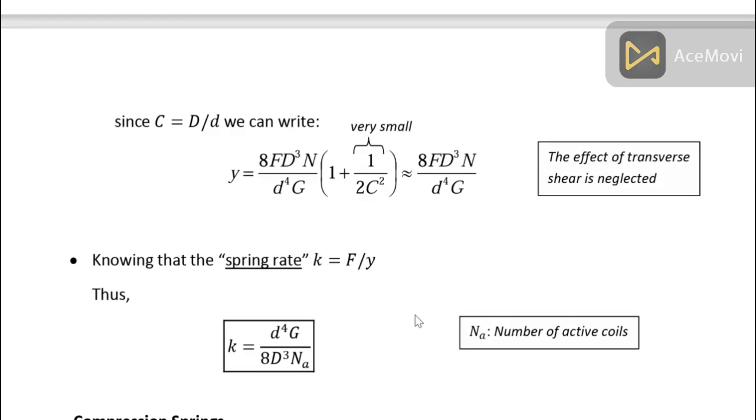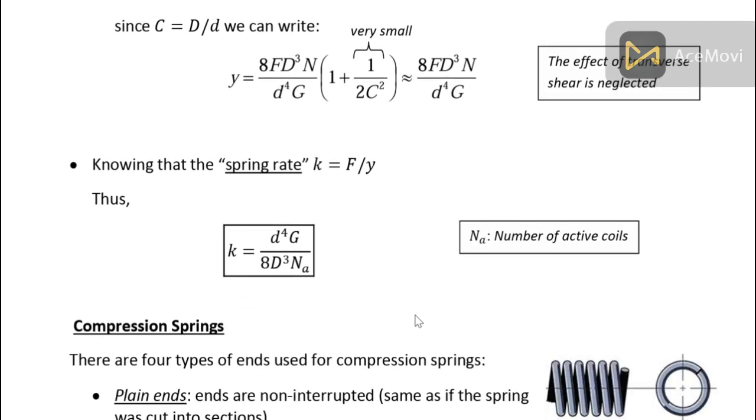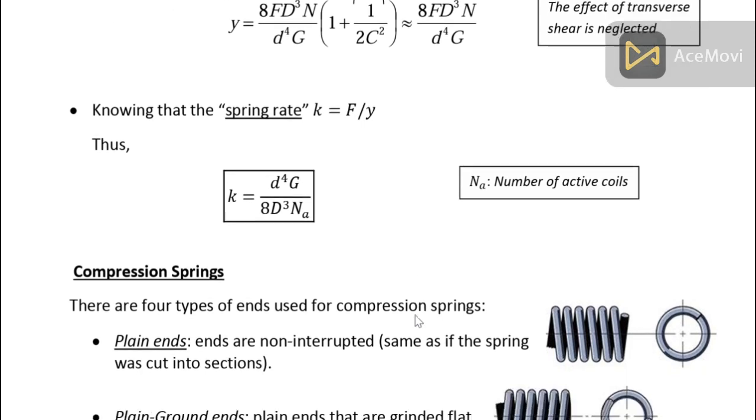Y is equal to 8FD cube N divided by d power 4 G, into the bracket 1 plus 1 divided by 2C square. Here 1 divided by 2C square is very small, so we can write it as 8FD cube N divided by d power 4 G. The effect of transverse shear is neglected here. So we know the spring rate K is equal to F by y. So K is equal to d power 4 G divided by 8D cube Na. Here Na is the number of active coils.